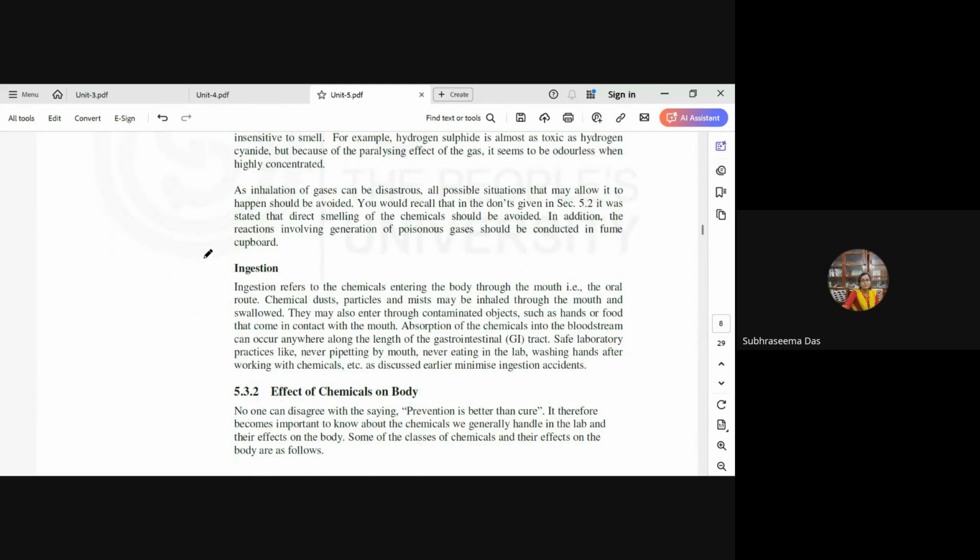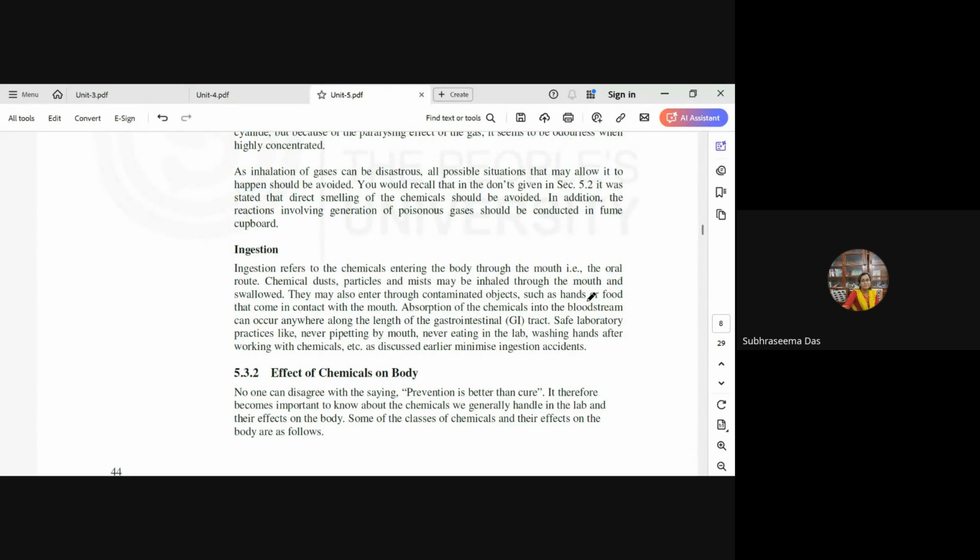Then the third is ingestion. Ingestion refers to the exposure of chemicals through the mouth, that is, through the oral cavity. Sometimes the dust particles, smoke, or reaction fumes occurring in the laboratory enter through the oral cavity and finally go into the gastrointestinal tract. That is why we should never pipette directly by mouth. We should never eat in the lab. We should always wash our hands. These are some of the methods of exposure of chemicals to our body.